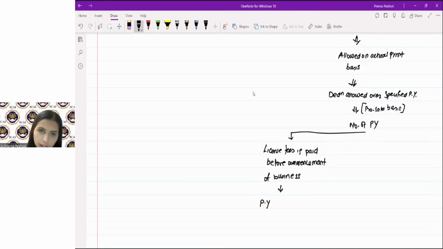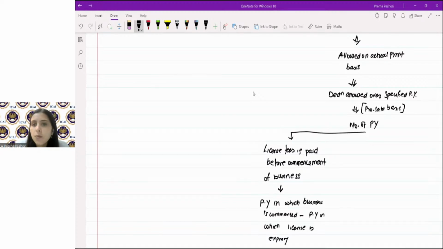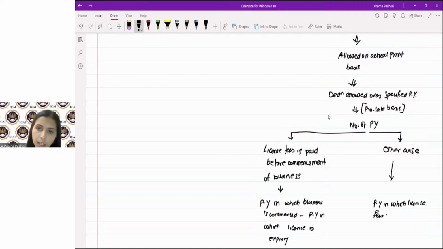the expenditure will be taken from the previous year in which business is commenced up to the previous year in which the license is expiring. So the number of years will be from the previous year in which business is commenced up to the previous year in which license is expiring. In the other case, where the license is obtained after the commencement of the business, it will be from the previous year in which the license fee is paid up to the previous year in which the license expired. Clear?